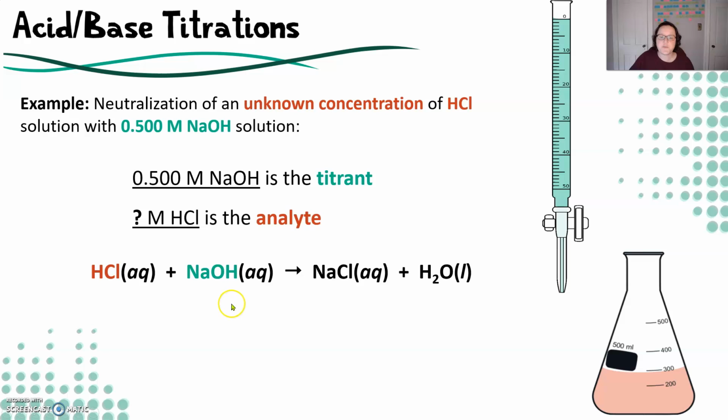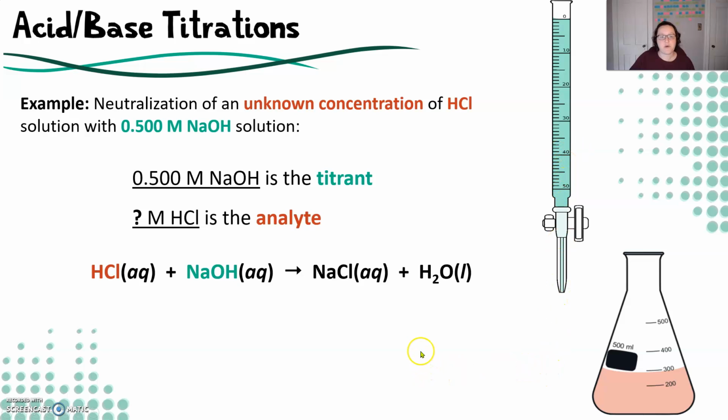Now, the neutralization reaction between hydrochloric acid and sodium hydroxide is a reaction we have seen before, and we know that they will react in a 1-to-1 mole ratio based on the balanced reaction that we've shown here. So, for every 1 mole of hydrochloric acid in the reaction flask at the beginning, 1 mole of sodium hydroxide will need to be added to reach the equivalence point.